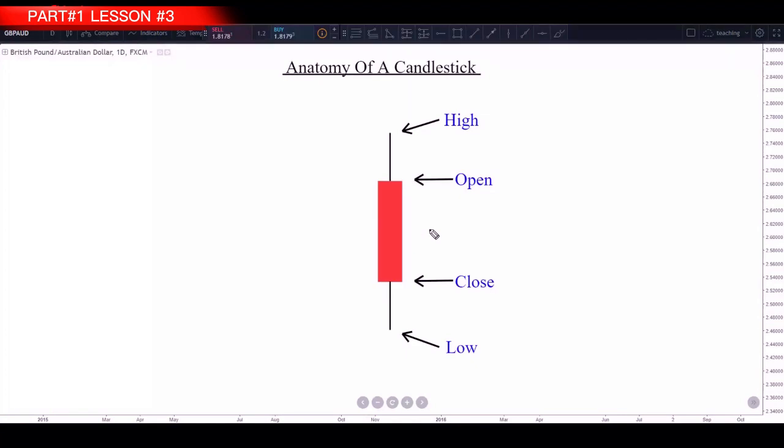So in this example, we would have had a candle that at the beginning of the day started here at the open, pushed up to the high, pushed all the way down to the low, before pushing back up and finally closing at the close of our candle. So that's the anatomy of a candlestick, guys.